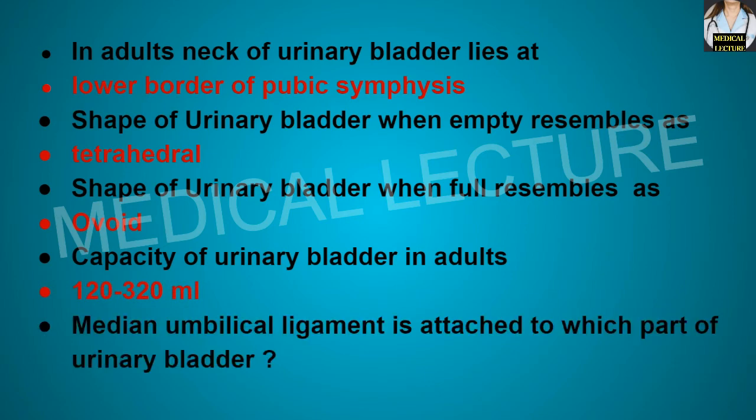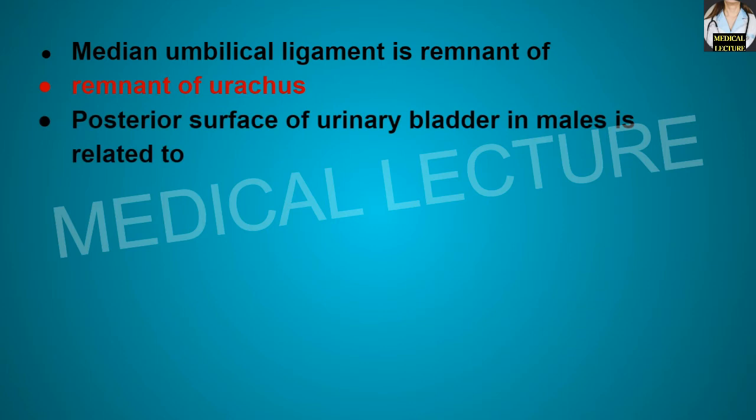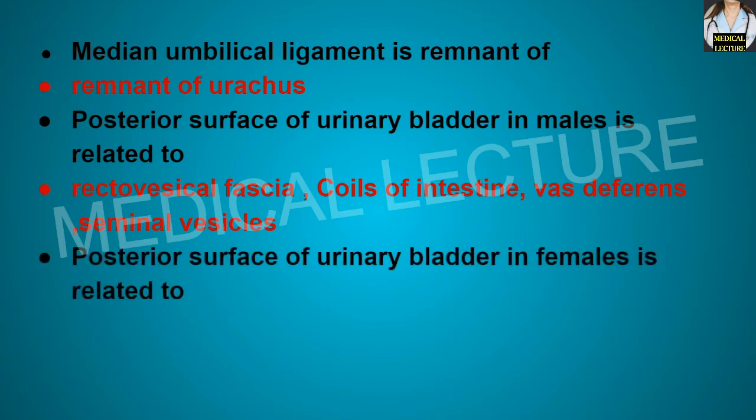Median umbilical ligament is attached to which part of the urinary bladder? It is attached to the apex of the urinary bladder. Median umbilical ligament is the remnant of the urachus. Posterior surface of the urinary bladder in males is related to which structures? It is related to the rectovesical fascia, coils of intestine, vas deferens and the seminal vesicles. Posterior surface of the urinary bladder in females is related to which structures? Rectouterine pouch, cervix of the uterus and vagina.